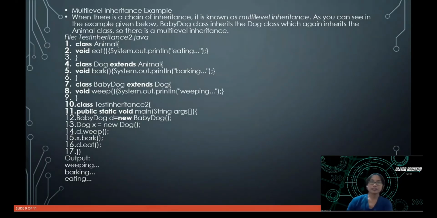When there's a chain of inheritance, it is known as multi-level inheritance. As you can see in the example given below, BabyDog class inherits the Dog class, which again inherits the Animal class. So, there is a multi-level inheritance. Dito sa multi-level inheritance, marami kumbaga, kaya tawag dito na multi-level. So, itry natin itong program na ito sa TestInheritance2.